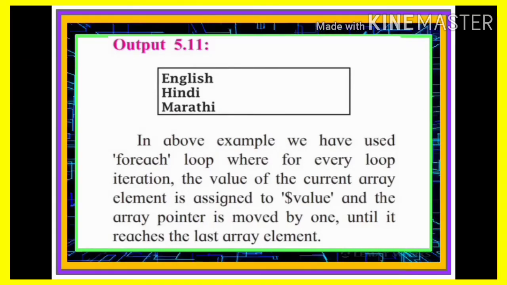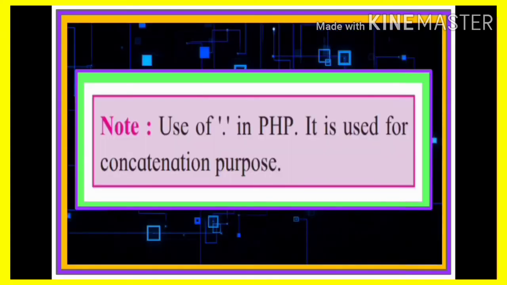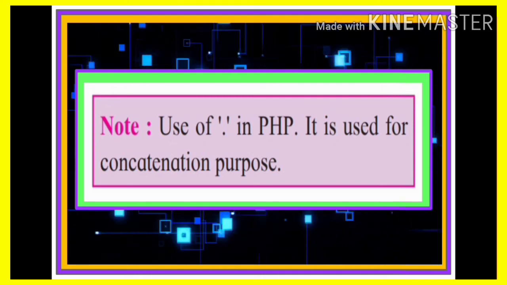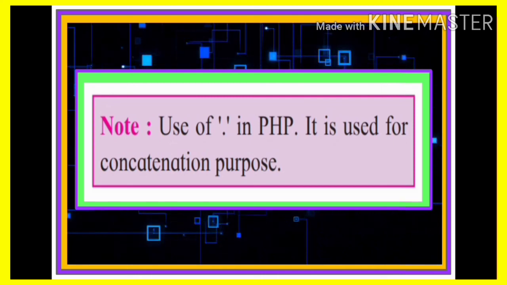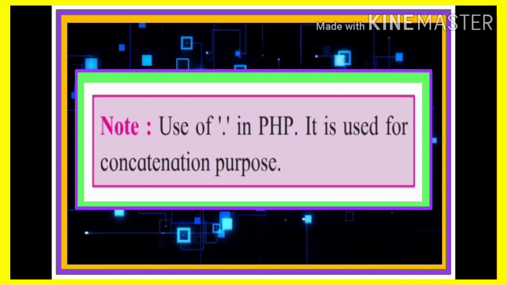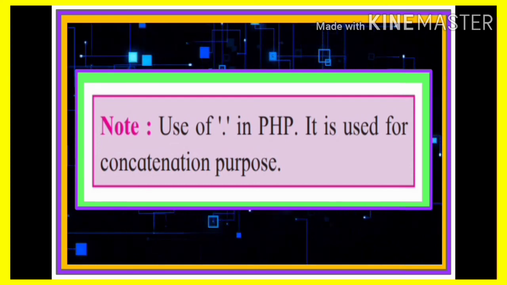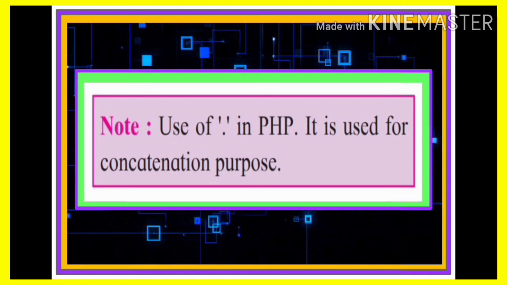In the above example, we have used the foreach loop, where for every loop iteration the value of the current array element is assigned to $value and the array pointer is moved by 1 until it reaches the last array element. Use of dot in PHP. The dot operator is used for concatenation. So if you want to join two parts in PHP, you can use the dot operator.